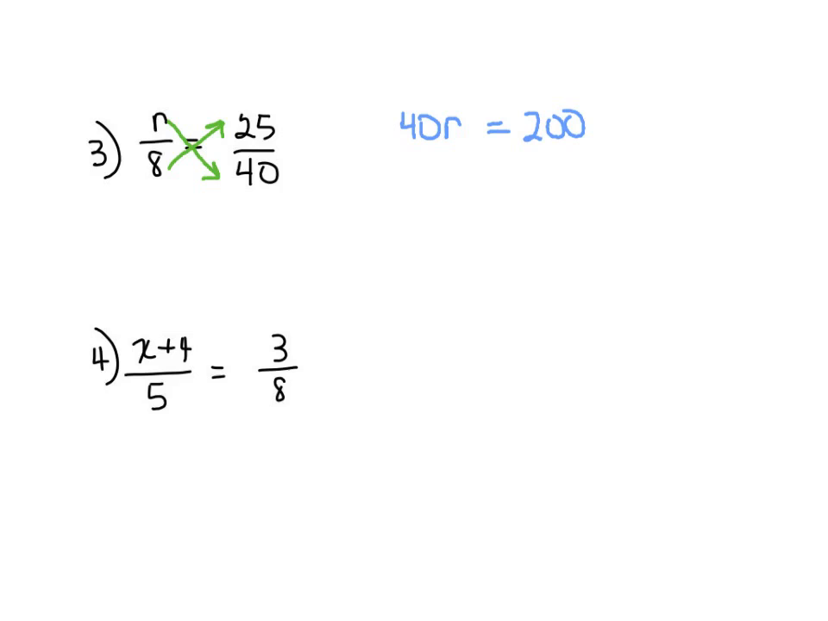So now we want to solve this equation. We're looking for R. Since 40 is multiplying R, to undo that, we're going to divide by 40 on both sides. And so R equals 5.